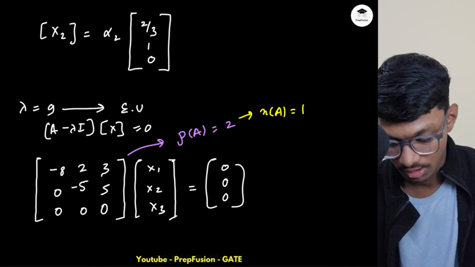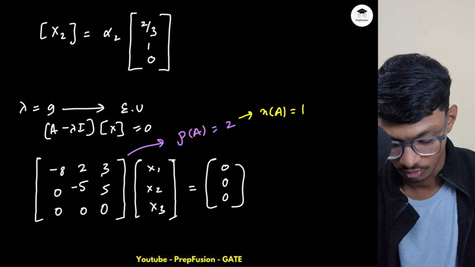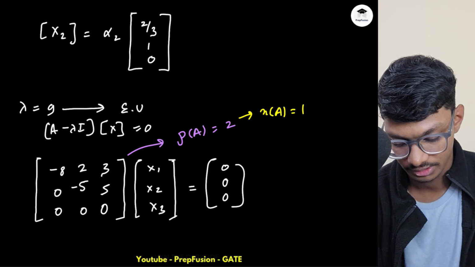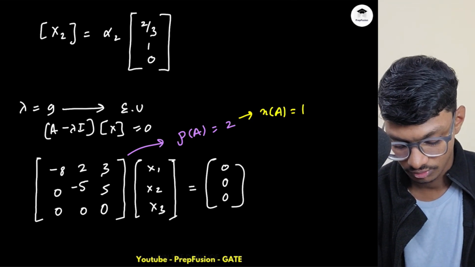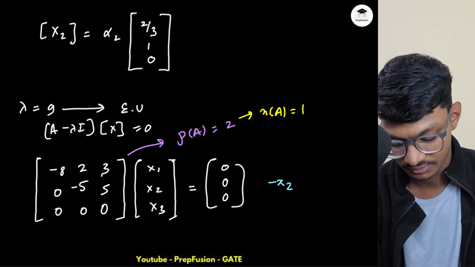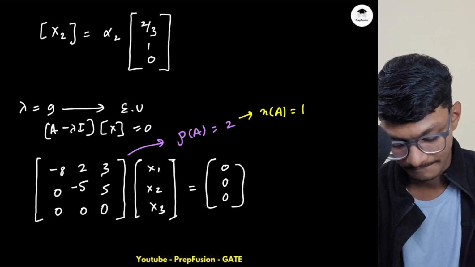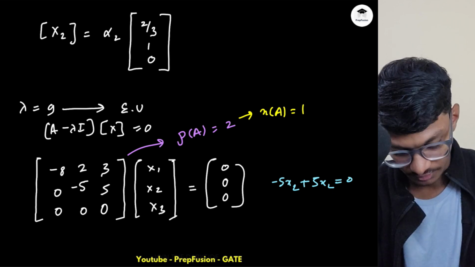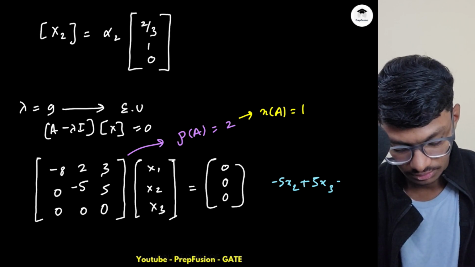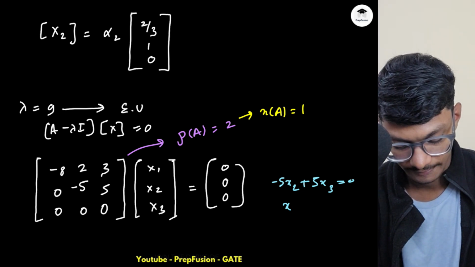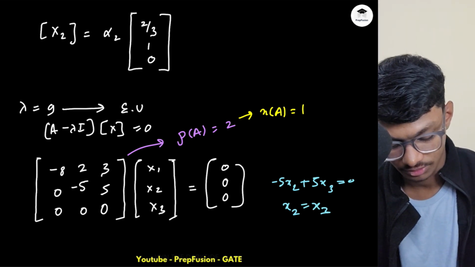Okay, so basically again what we see is a whole row of zeros. Again the rank will be 2, and again the nullity will be 1. Let me solve the equations. Let me solve the second one: minus 5x2 plus 5x3 equals 0. So x2 equals x3.